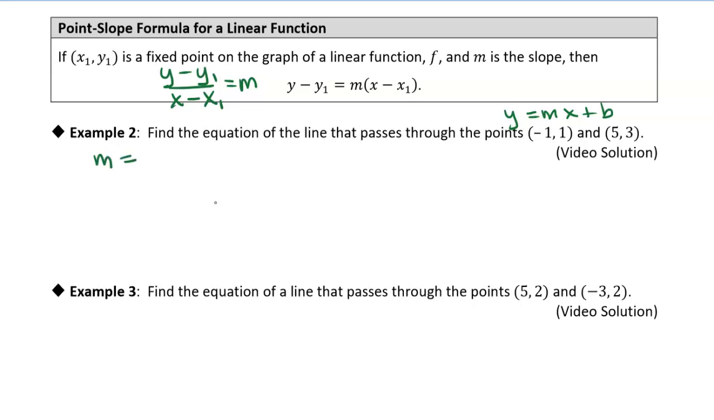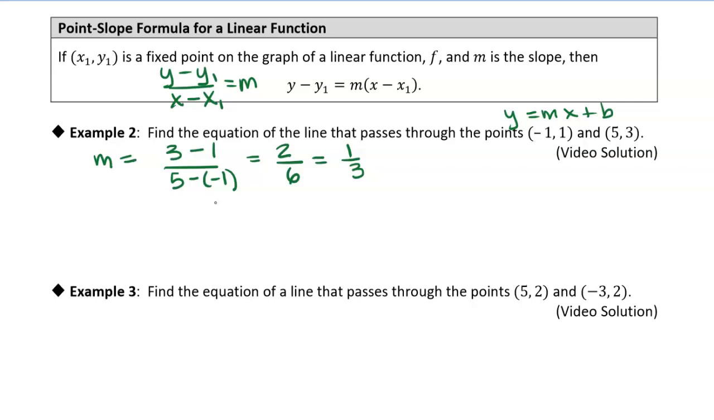We can just take the change in y, so 3 minus 1, over the change in x, which is 5 minus negative 1, which becomes a plus 1. So we're going to get, what is that? 2 over 6, which is 1/3. So our slope is 1/3. Now we have a slope and we have 2 points. All right, so we can choose either point now and use the point slope formula.